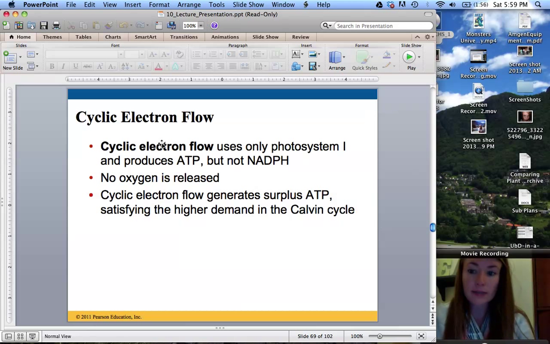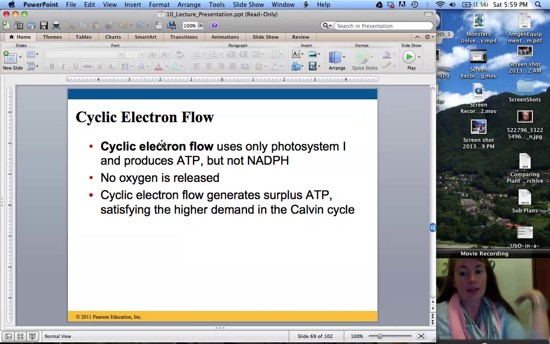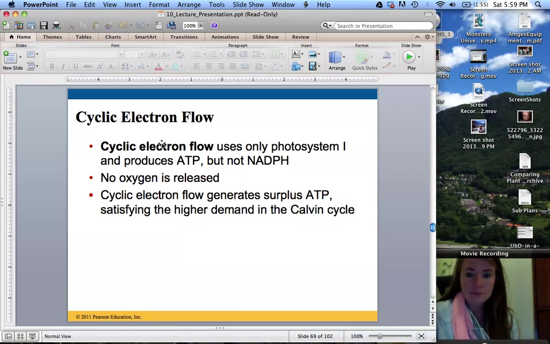Then, we have something different called cyclic electron flow. In cyclic electron flow, we only use photosystem 1. So photosystem 2 and P680 are not being used. And this only produces ATP and not NADPH. And no oxygen is released because we don't need to split water again. We're just cycling the electrons. And the reason for this is because the Calvin cycle needs more ATP than NADPH. So sometimes we need to produce more ATP from the light-dependent reactions than NADPH. So sometimes when that happens, we turn on cyclic electron flow, which only makes ATP.